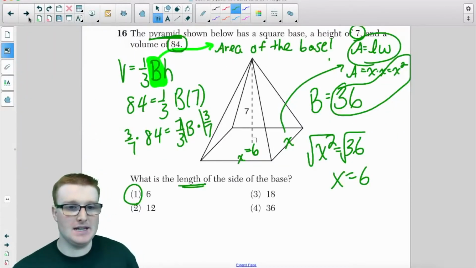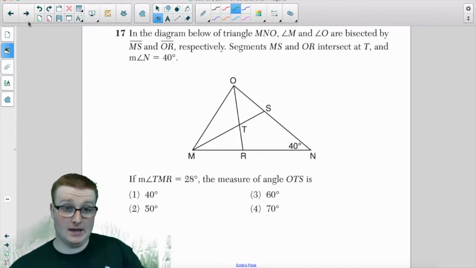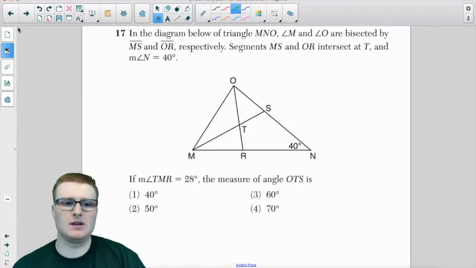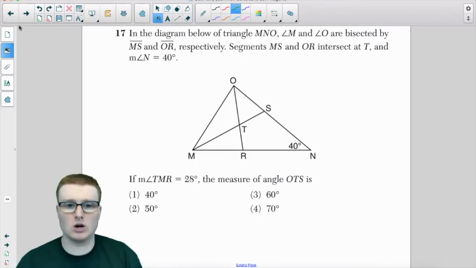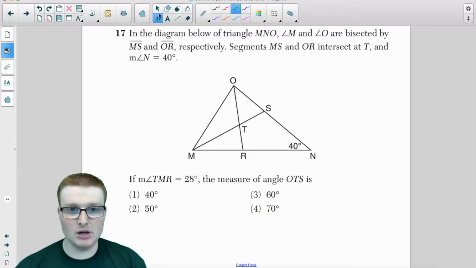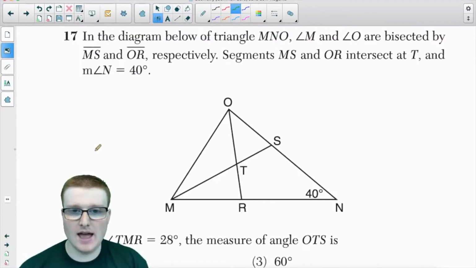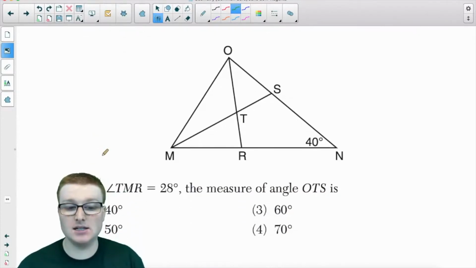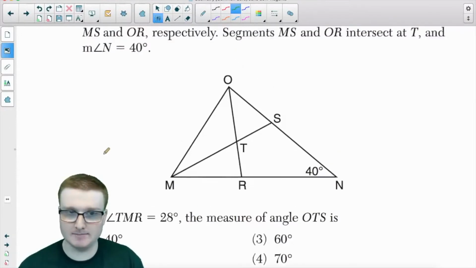Moving on to number 17. Okay, this one again, just like a couple questions ago, I think it was question number 10, you have to do a lot of work to solve for this angle. In the diagram below of triangle MNO, the measure of angle M and the measure of angle O are bisected by MS and OR respectively. Segments MS and OR intersect at T, and the measure of angle N is equal to 40 degrees. If the measure of angle TMR is 28, the measure of angle OTS is what?